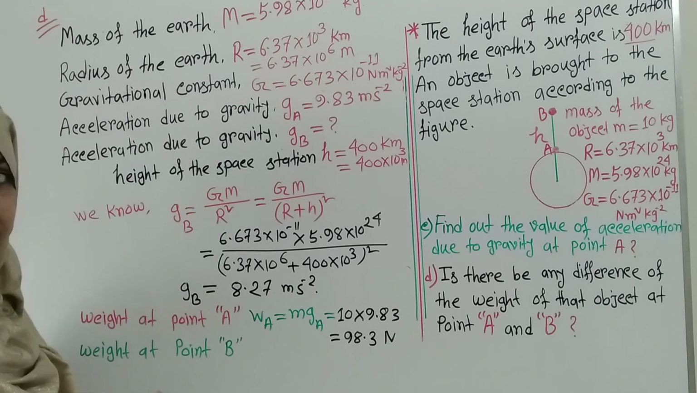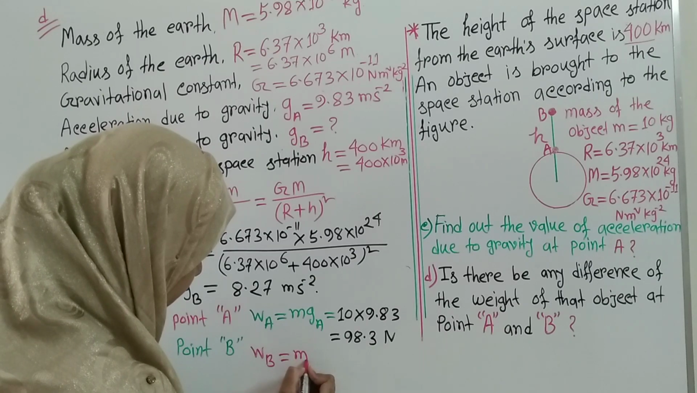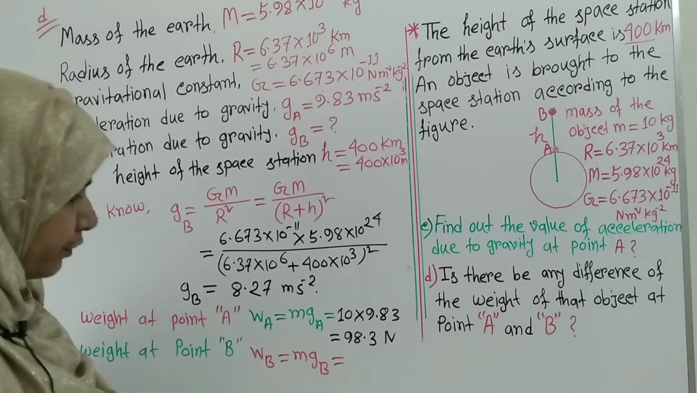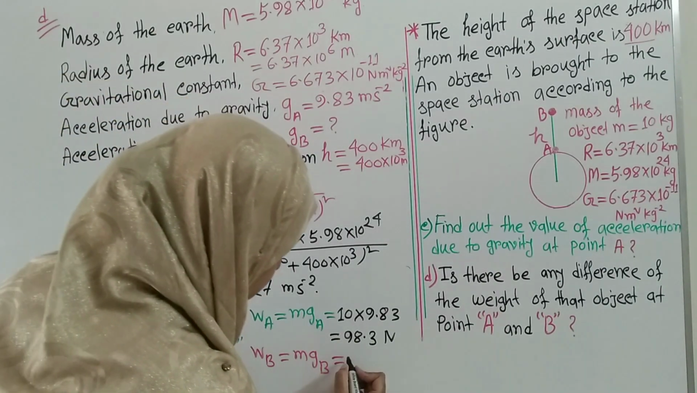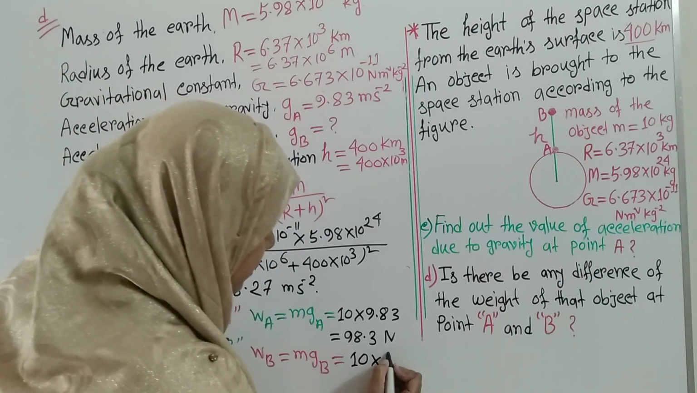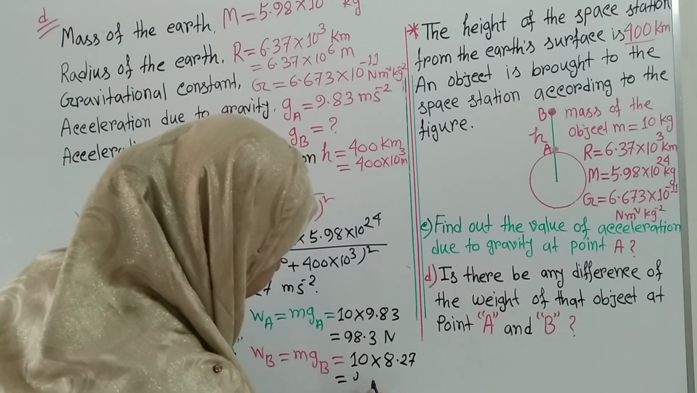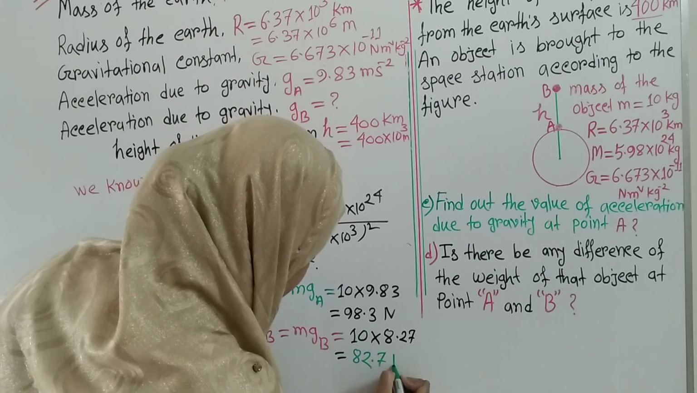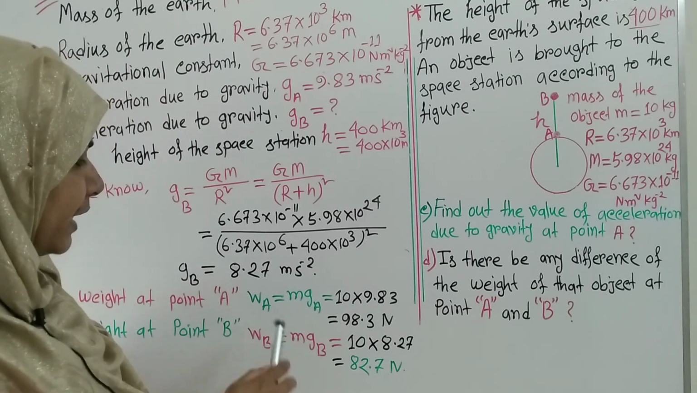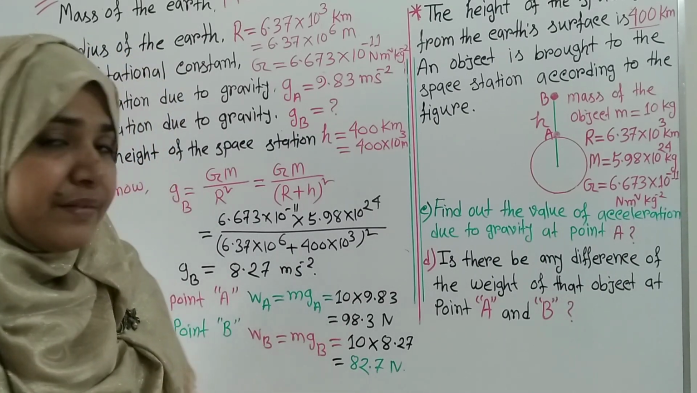In the same way, we can calculate the weight of the object at point B. So if we denote it by Wb, then we can write W is equal to m Gb. As the value of mass is same, the value of m is 10 and now the value of Gb is 8.27. So weight will be 82.7 Newton. Friends, here you can see that the weight of the object at point A is 98.3 Newton and at point B is 82.7 Newton.